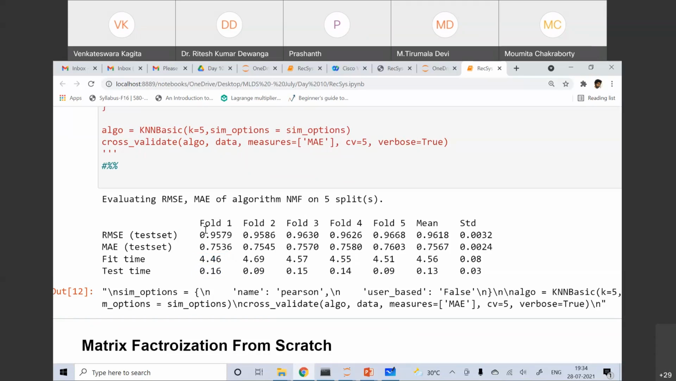This is the information of the scores related to fold 1, fold 2, fold 3, fold 4, fold 5. And if you take the average, the mean RMSE is this, mean MAE is this, mean execution time for training is 4.56, mean testing time is 0.13, and this is the standard deviation. How much it is deviating in each and every fold. So this is how you can measure.